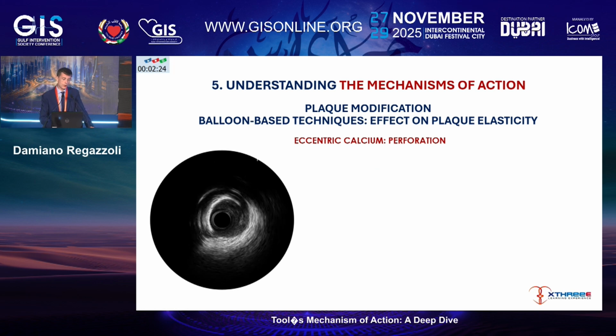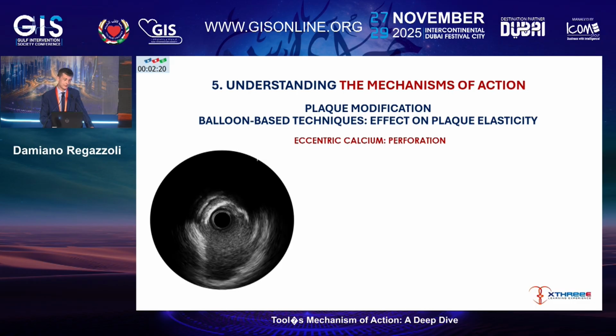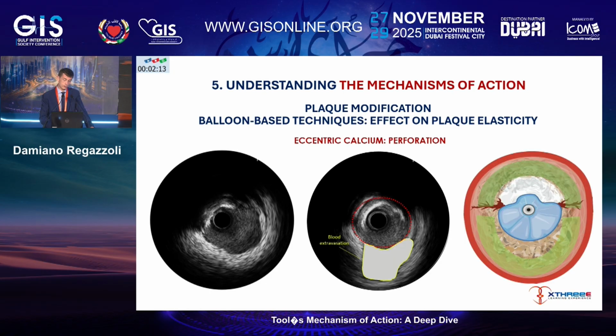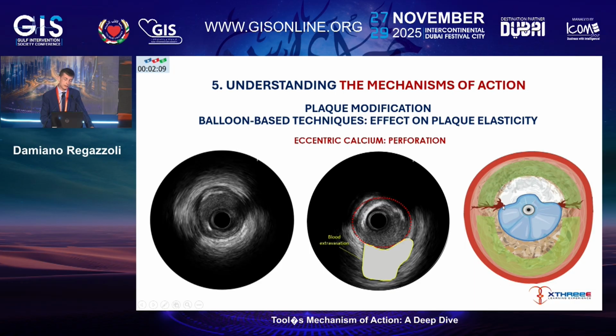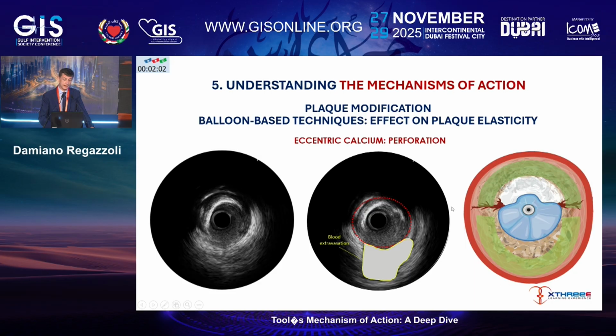So this was one of the rare cases when we did imaging for detecting a perforation, and you can see here on the bottom side of the IVUS that we caused this big blood extravasation because the tear that we created with the non-compliant balloon went down to the adventitia, and we perforated the eccentric vessel.